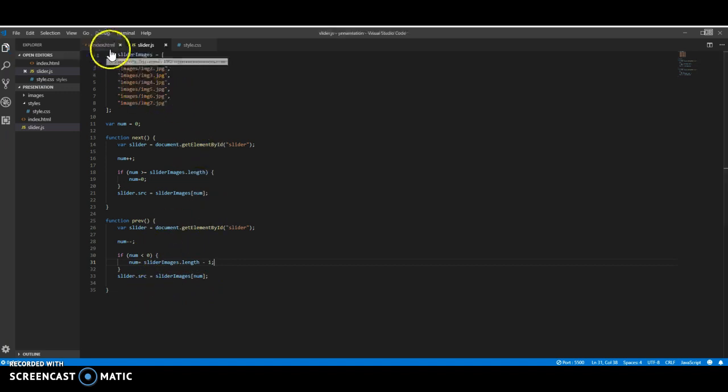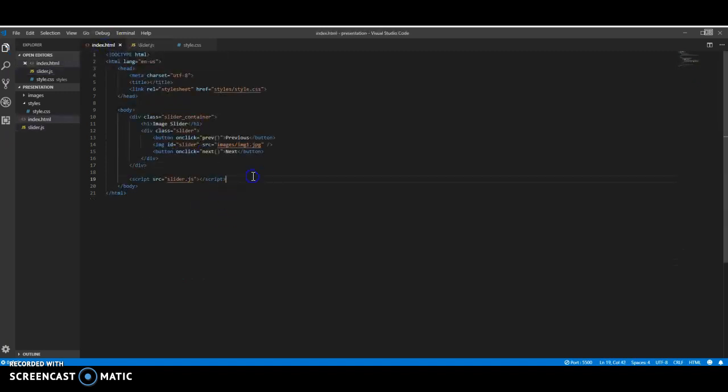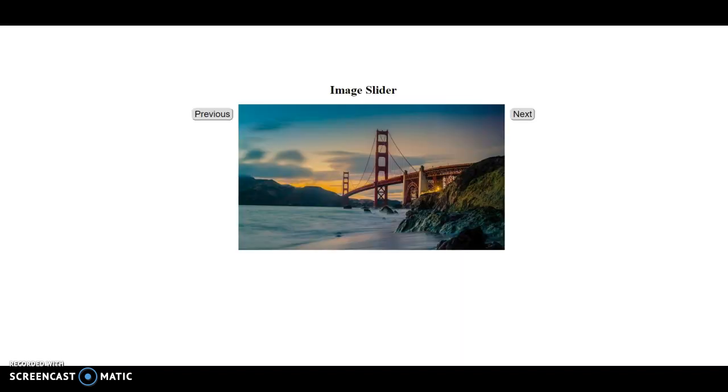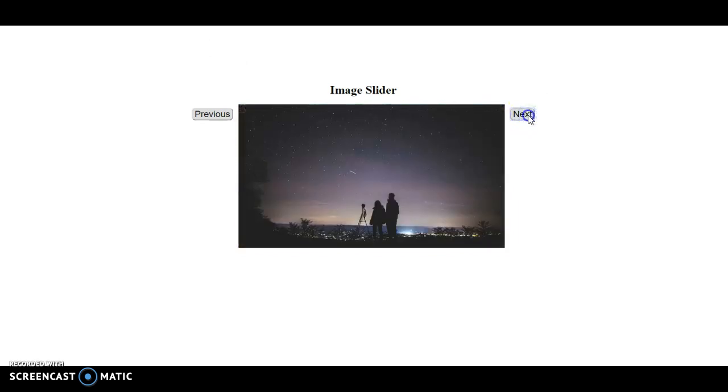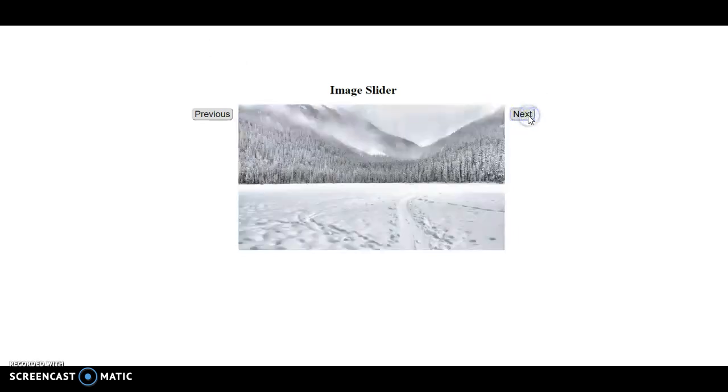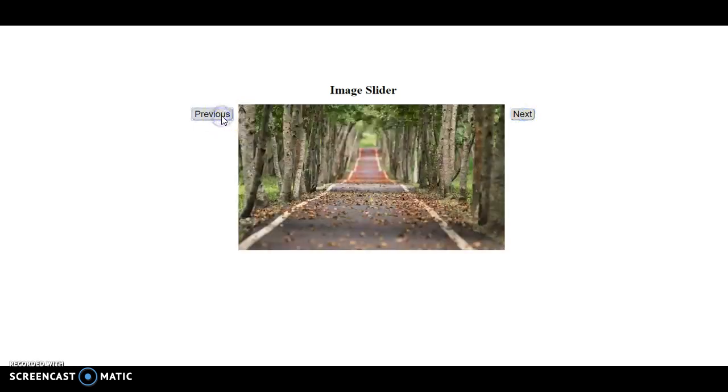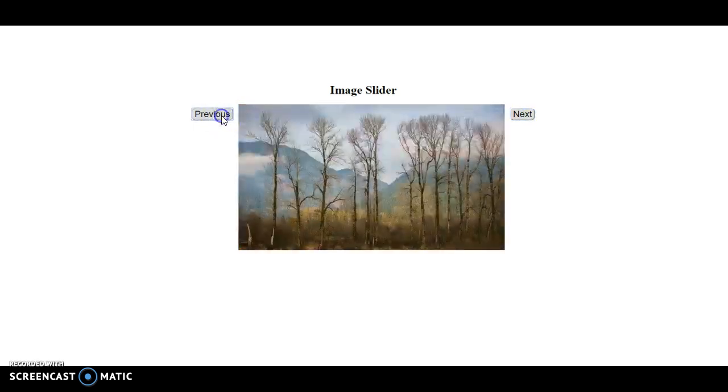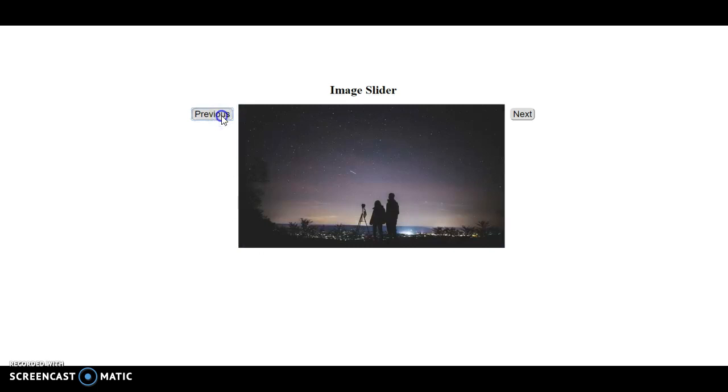So save that. Everything looks good there. Let's check it out. And there it is. We have it working. Next and previous, looping through all the different images there.